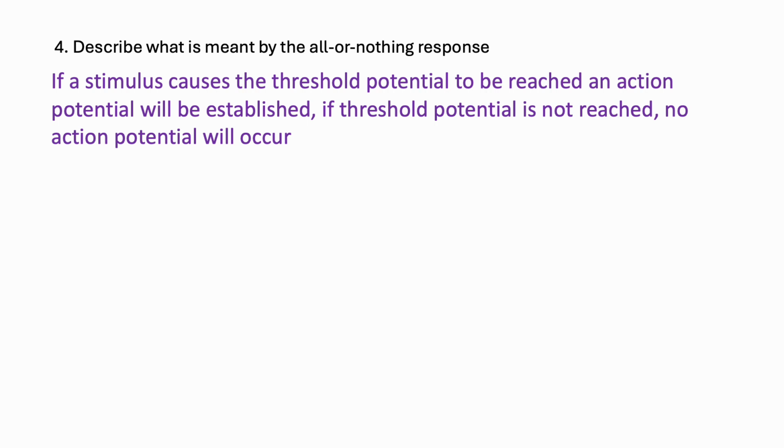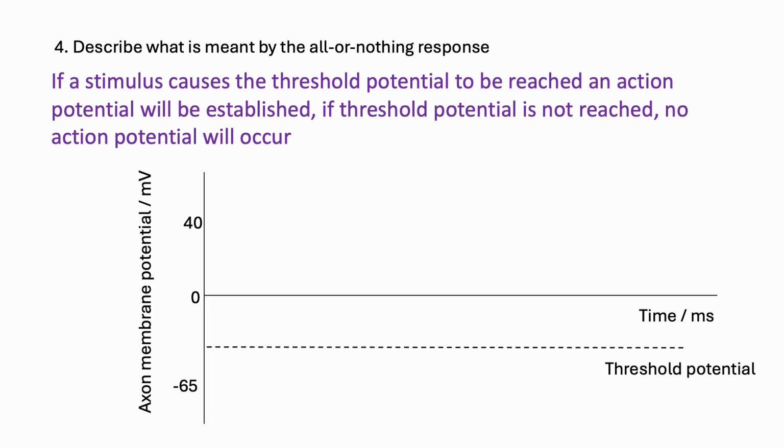And we can look at that on a graph. So we can take a look at a graph here. We've got the axon membrane potential on the y-axis, x-axis we've got time, and then I'm showing you a threshold potential there, somewhere around minus 55. But as always, you have to be flexible with what information you're given for questions.